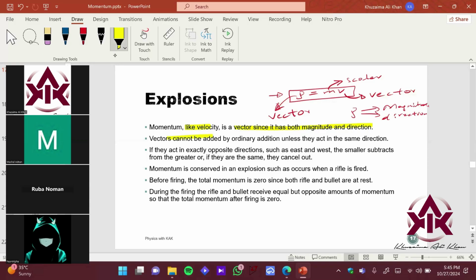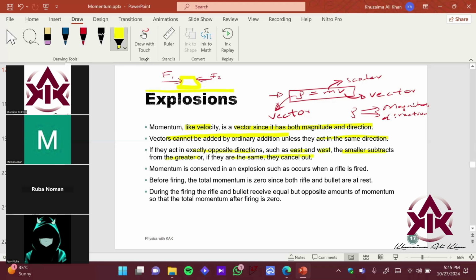So vectors cannot be added by ordinary addition. We would have to make sure they are in the same direction, right? We have done this. How do we add forces? If we have a point mass with force F1 in this direction and F2 in this direction, how do we find the resultant force? We have done this before, right? Similarly, we can simplify momentum. If they act in exactly opposite directions, such as east and west, like in this example, F1 is towards the east and F2 is acting towards the west, the smaller subtracts from the bigger, or if they are the same, they cancel out, right?